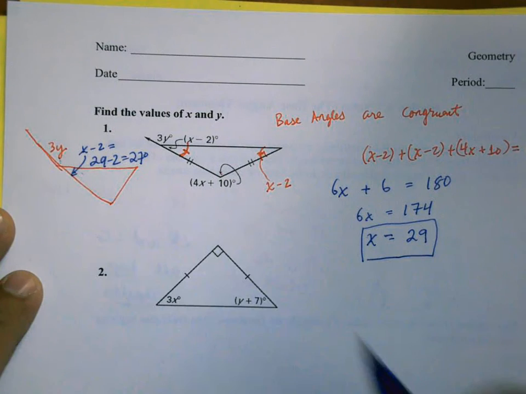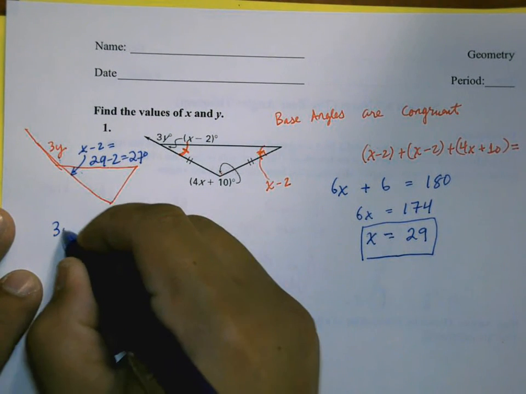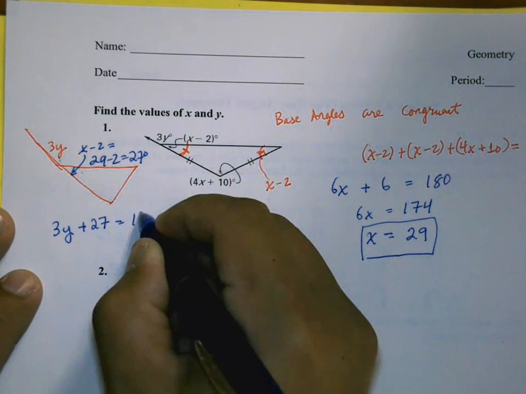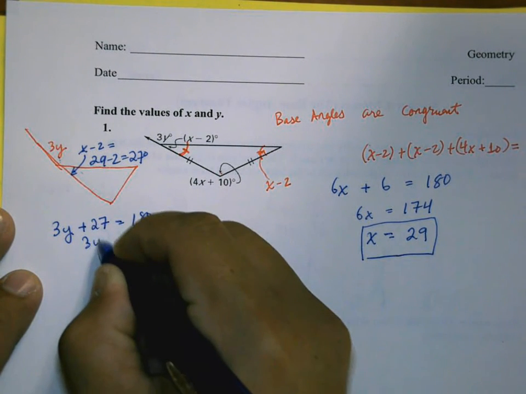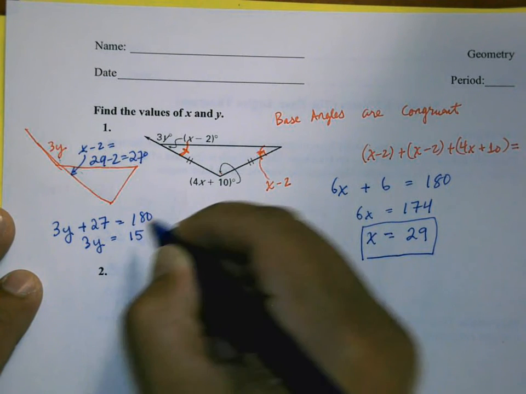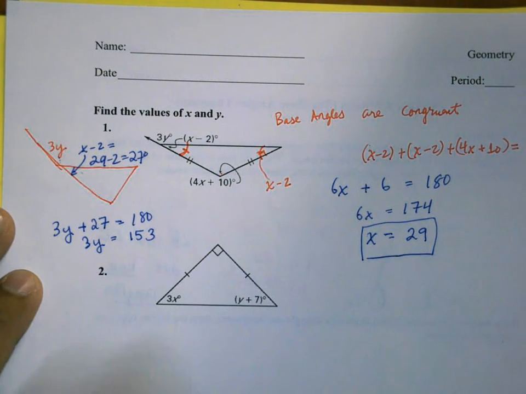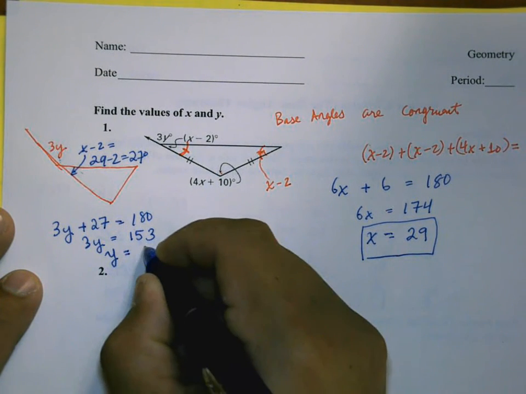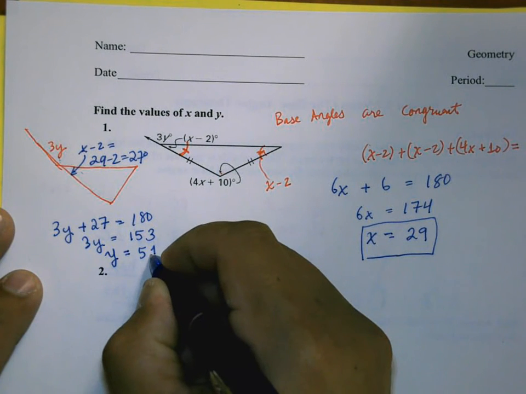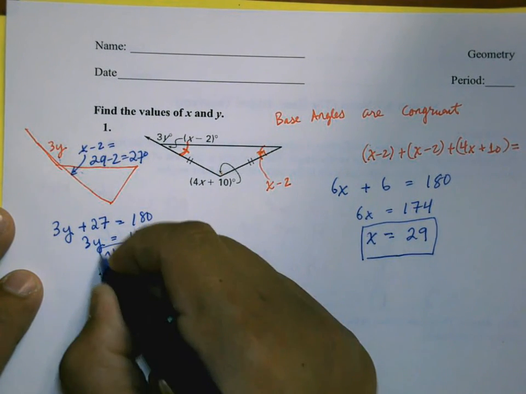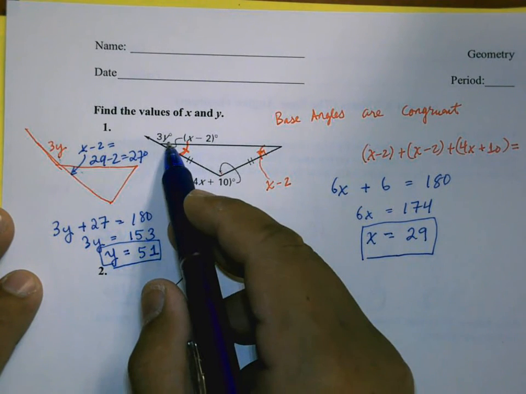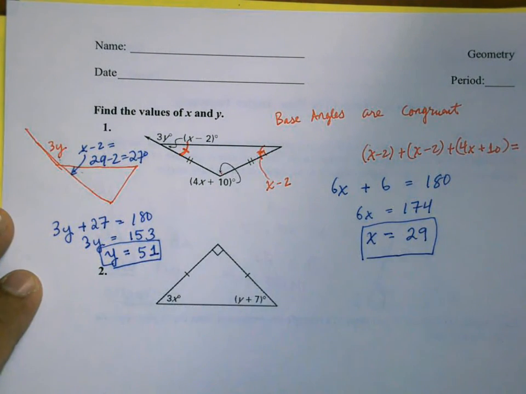These two angles here are a linear pair, so that means we have 3y plus 27 must equal 180. Subtract 27 from both sides, we get 153. Then divide both sides by 3, and we get that y equals 51. And be careful not to put the degree symbol here, since y is just a variable. It's not the measure of the angles.